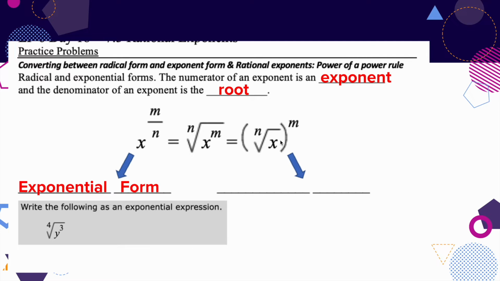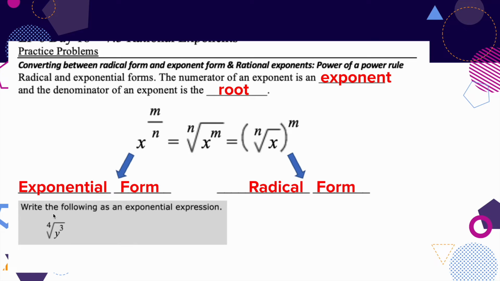We can also write it with parentheses here, and this is the power of a power rule, where it's kind of taking it outside of here. So it looks very similar, except they took the exponent here and just put it outside of the parentheses. So this is radical form. If it's in radical form, we can easily change it back to exponential form. If it's in exponential form, I can easily change it back to radical form. So I can go back and forth, just depending on what I need to do in order to solve that problem.